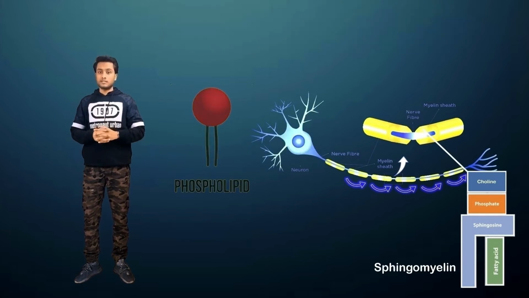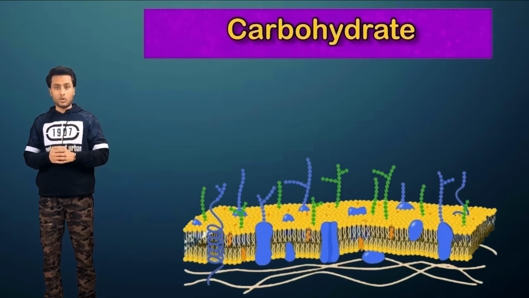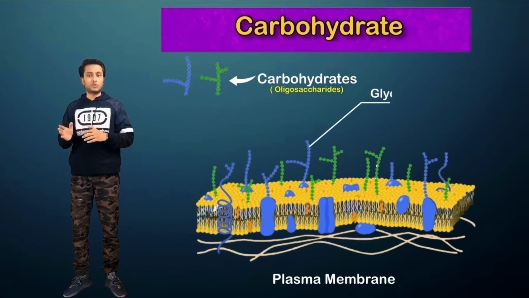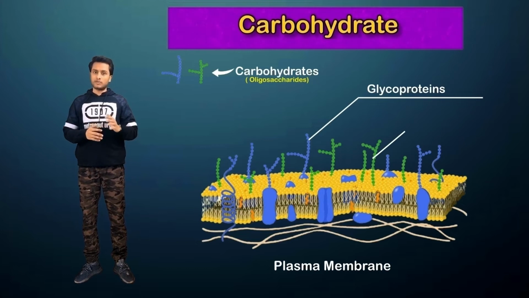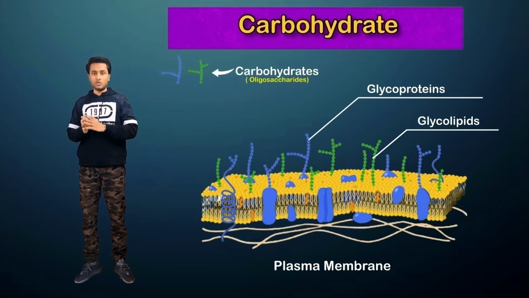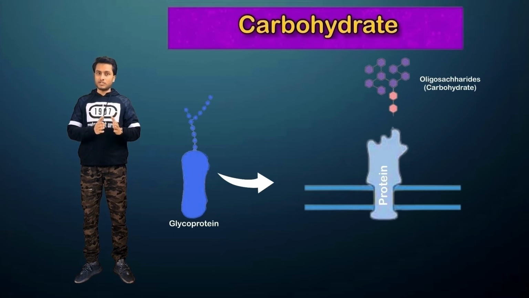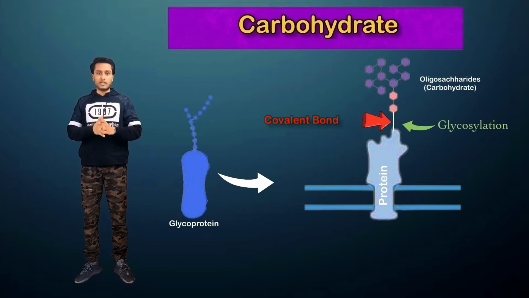Now talking about another component, that is carbohydrate. The cell membrane also contains carbohydrates mainly in the form of glycoproteins but also some glycolipids. As the name suggests, glyco means glycan or oligosaccharides which are linked to either lipids or proteins. Glycoproteins means proteins are attached with oligosaccharides through a covalent bond, and this bond formation takes place through a process known as glycosylation.